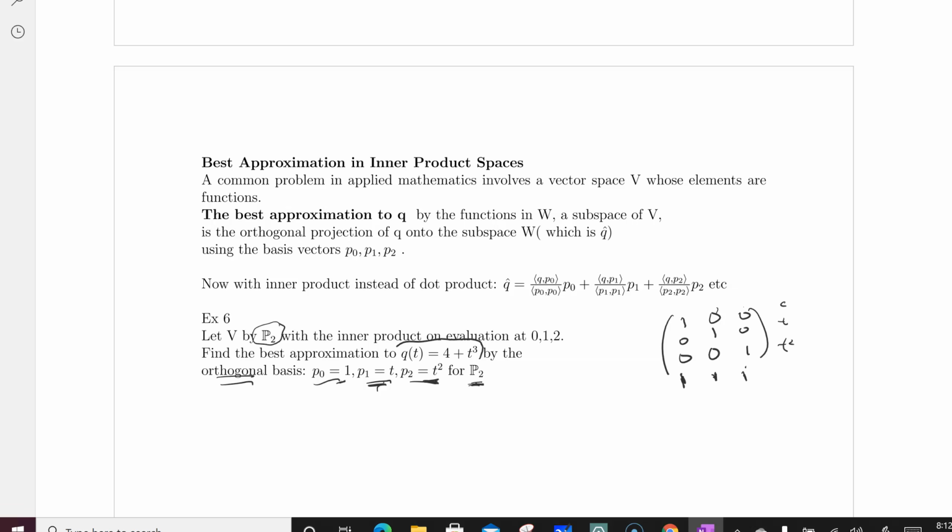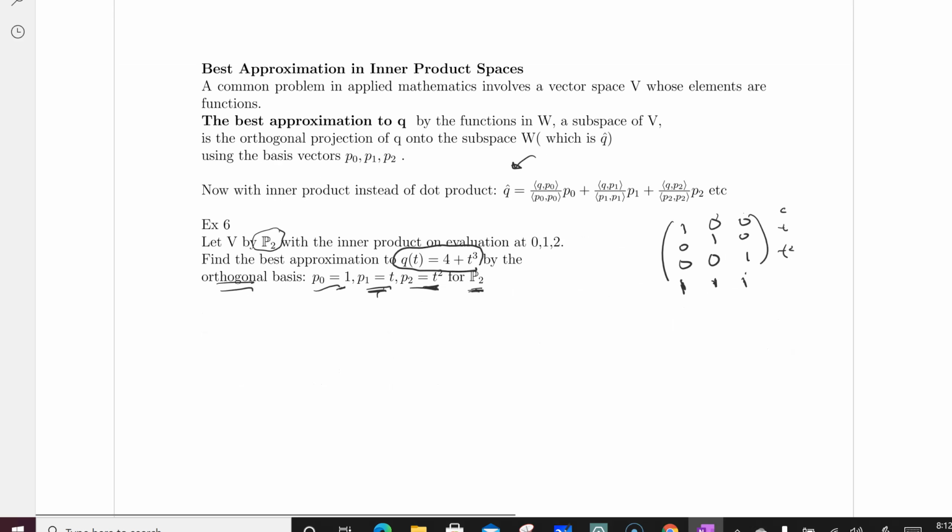Now look at this polynomial here. This polynomial is not in P2. So what I want to do is find the closest thing that I can get. Doesn't that sound like the y hat? That's what we're going to be doing. We're going to be finding q hat, which is the orthogonal projection of this onto these basis vectors.